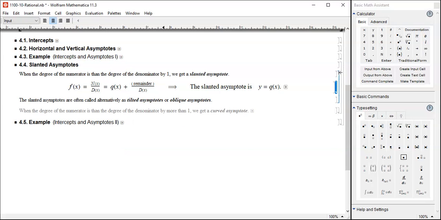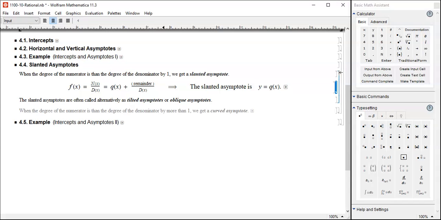Some people call it tilted asymptote or oblique asymptote. They mean the same thing. I'll usually use the term slanted. Our textbook uses oblique asymptote. I hate that term because other than this textbook example, I never use the term oblique anywhere.